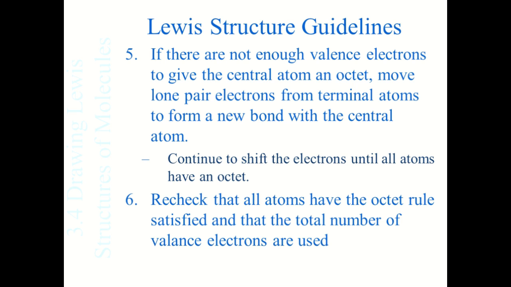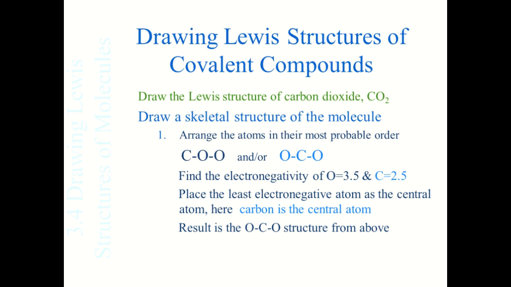If there are not enough valence electrons, move lone pair electrons to terminal atoms to form new bonds. We're going to see how that works. Recheck. Make sure everything still has an octet. Okay, so this is for covalent compounds, obviously. Arrange the atoms in their most probable order.